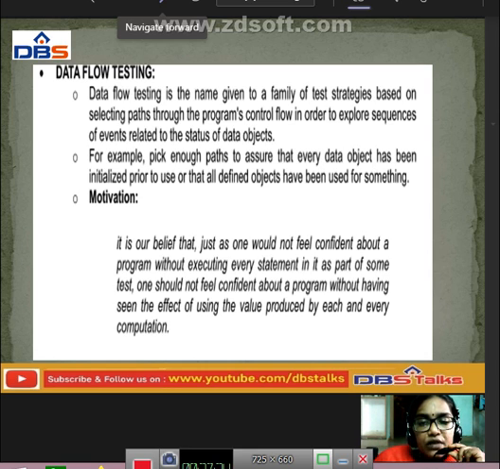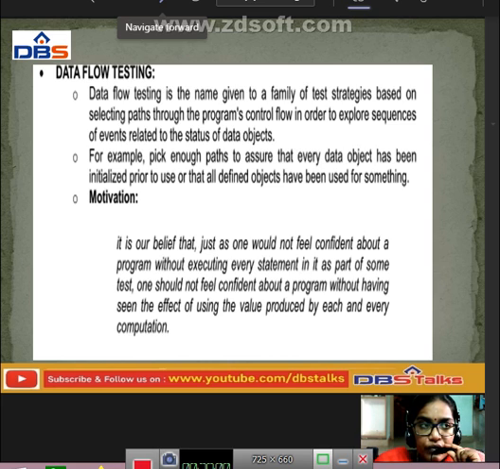In order to explore the sequences of events related to the status of data objects, the events should be related to the status of the data objects. So data flow testing is a name given to the family of test strategies, based upon selecting paths through the program's control flow in order to explore the sequences of events related to the status of the data objects.